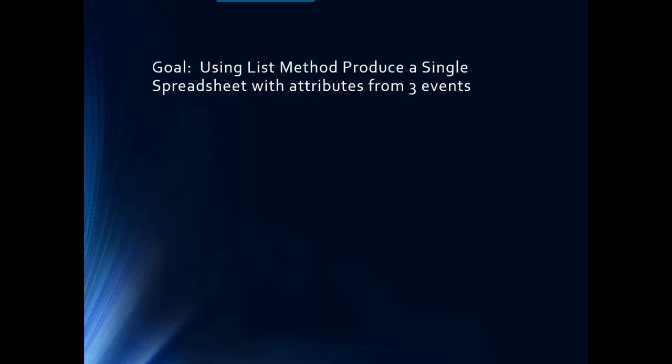Our goal is to use a list method to produce a single spreadsheet with attributes from 3 events. We're going to look at patients who were hospitalized for pneumonia, and we're going to look for attributes of that hospitalization, as well as attributes of other events that we're going to relate to that hospitalization. Those events were not used to build the original cohort. So we will look at 3 events, the cohort event itself, and 2 other events, and all of them will have attributes that we will realize in a single spreadsheet.